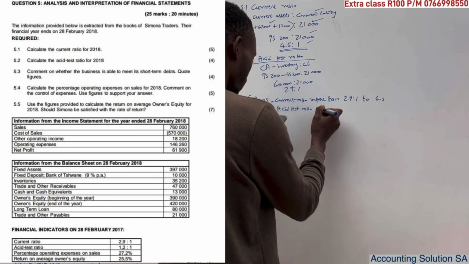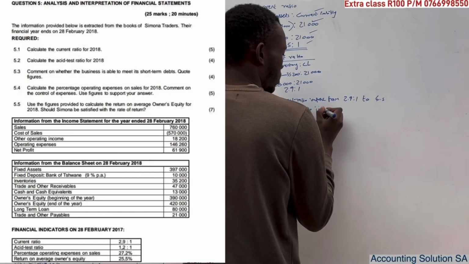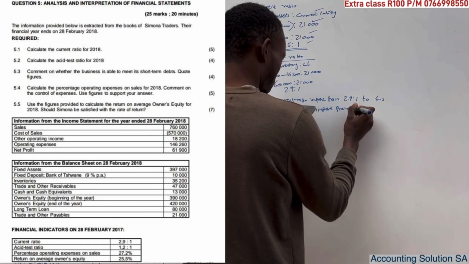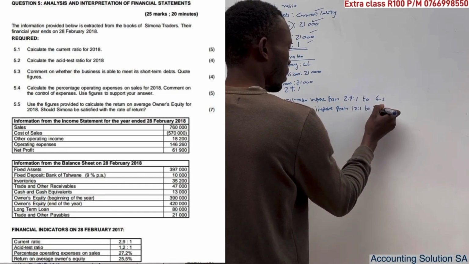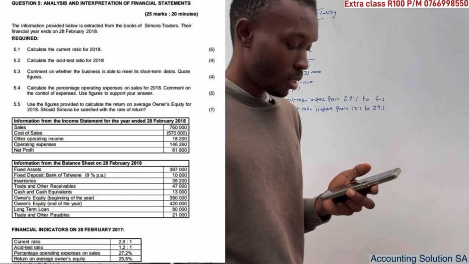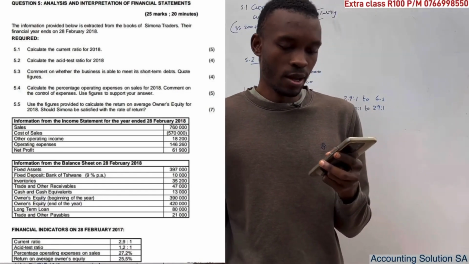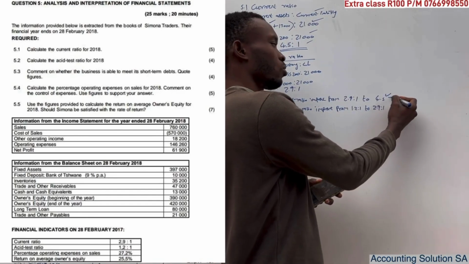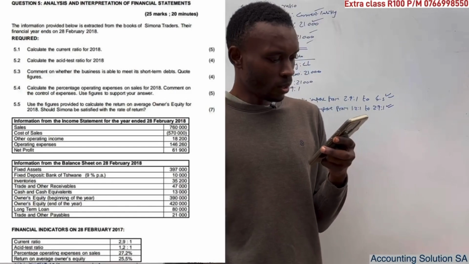Acid test ratio, let's check if there's an improvement. Yes, it has improved. It was 1.2:1 last year, and it is 2.9:1 this year. There is a significant improvement. Yes, the business will be able to pay. And 5 marks just to comment. Yes, 1 mark, and 2 marks, 2 marks here. Very simple, 3 marks.